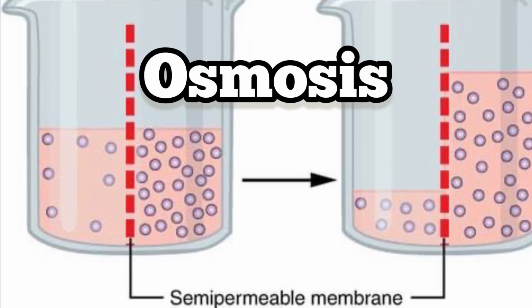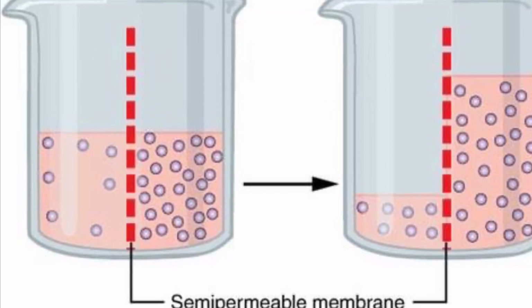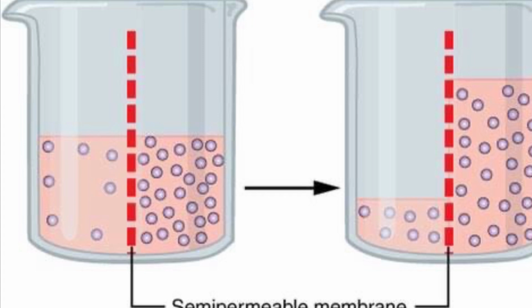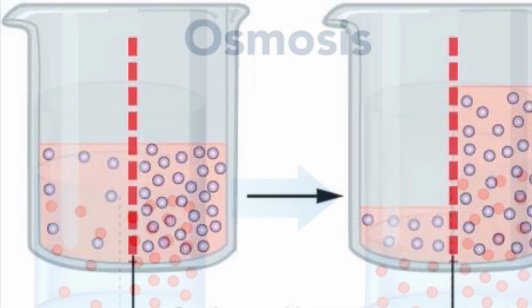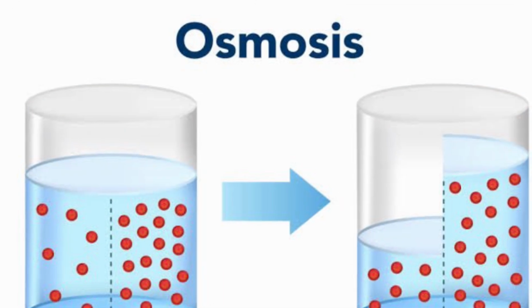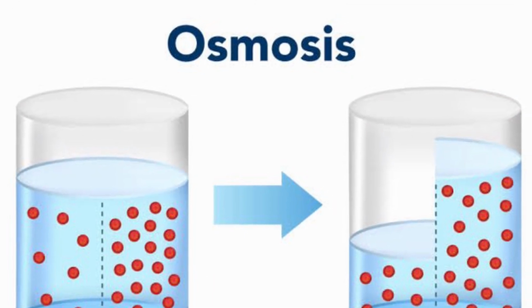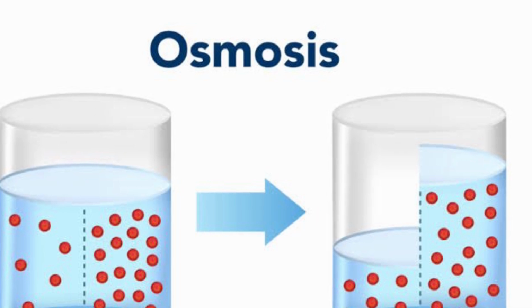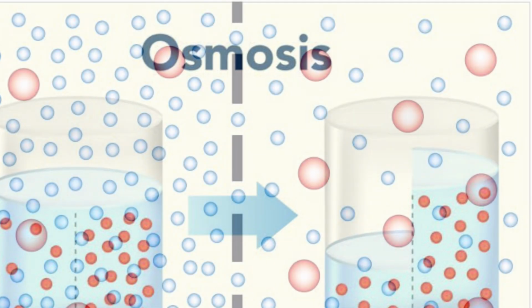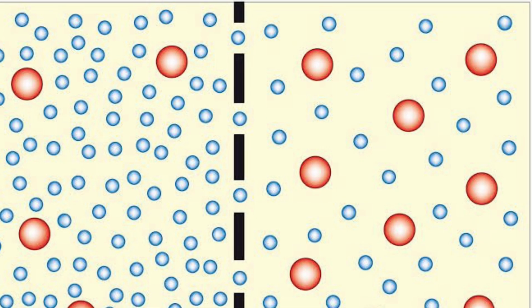Osmosis is the spontaneous, passive movement of water molecules through a semi-permeable membrane from a region of higher water concentration (dilute solution) to a region of lower water concentration (concentrated solution). It requires no energy and continues until solute concentrations are balanced on both sides.